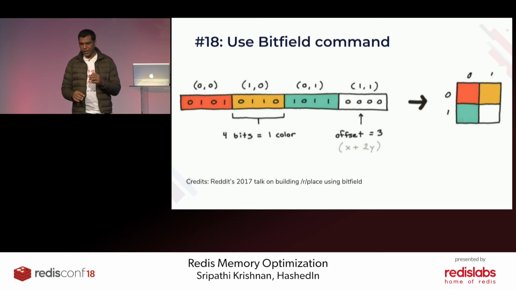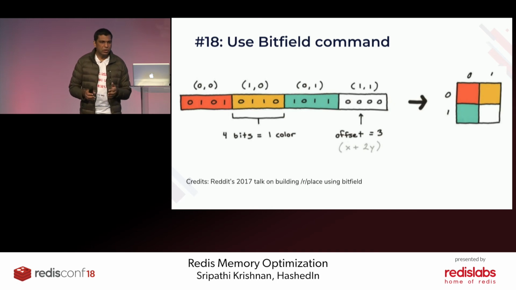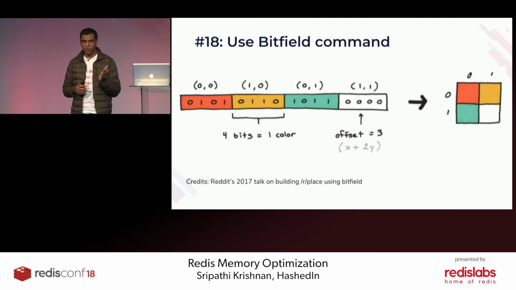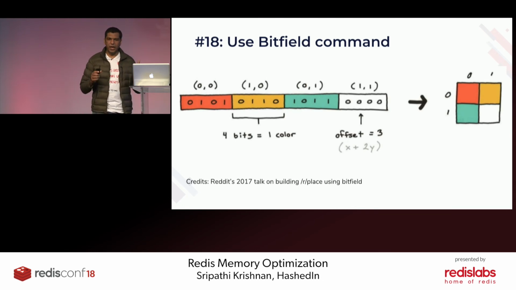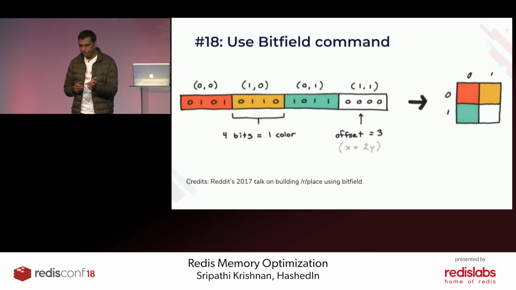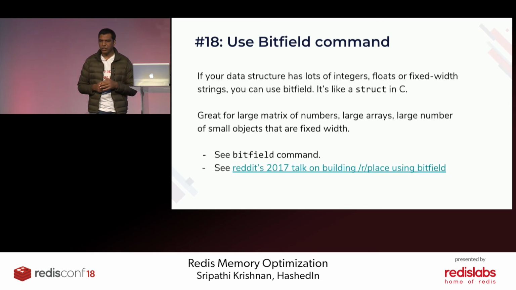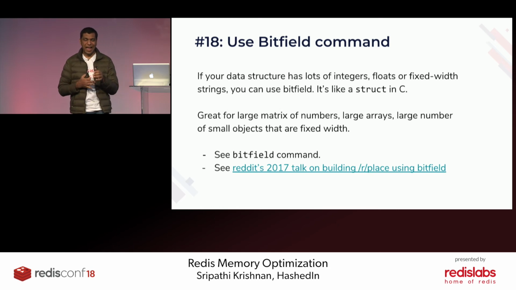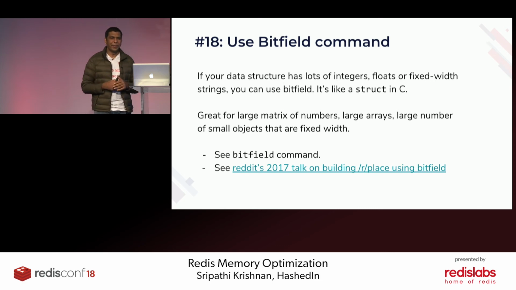Now, if you wouldn't have the Bitfield command, you would have essentially stored it into a list, or you'd have stored it into a hash with an offset, right? That would be horribly inefficient. So the trick is, if you are trying to store an array or a matrix, the Bitfield command is awesome. It's terrific. Especially if you're storing a lot of numbers, floats, arrays, or a matrix, the Bitfield command is great. You will save a lot of memory, right?